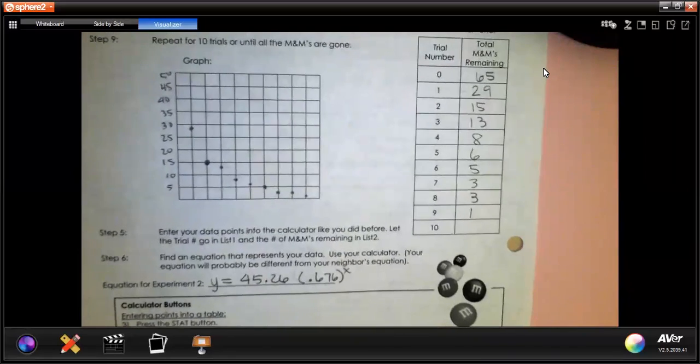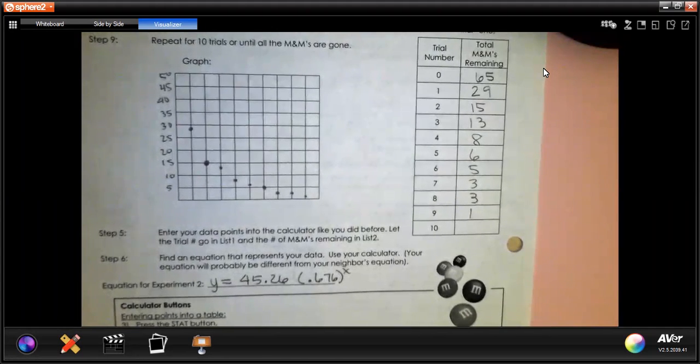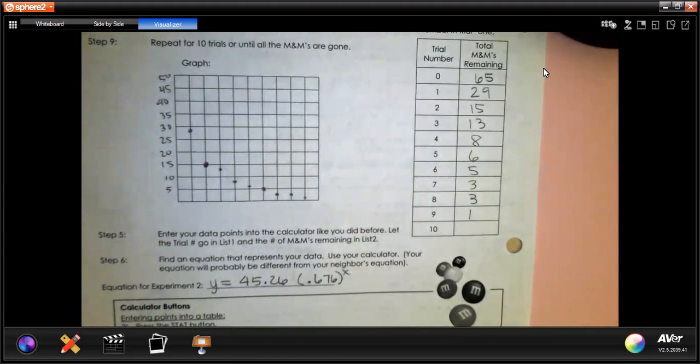All right, now that we have a graph there and an equation, we can go ahead and look at it and talk about a couple things as we're interpreting these graphs. The calculator told you it was y equals a times b to the x. So that's what we want to compare there, those two.